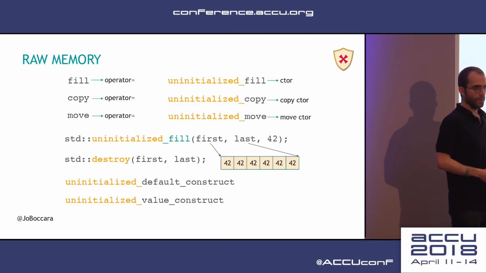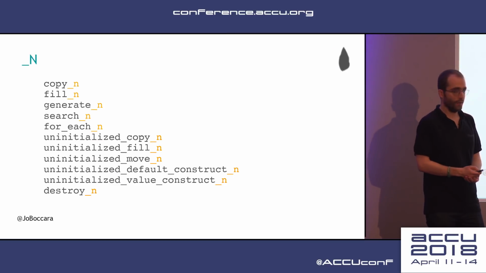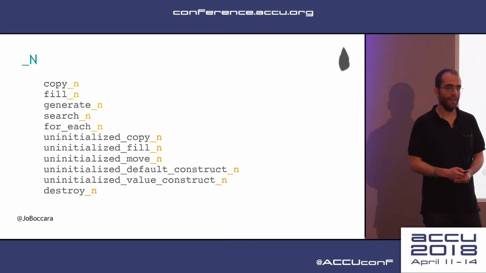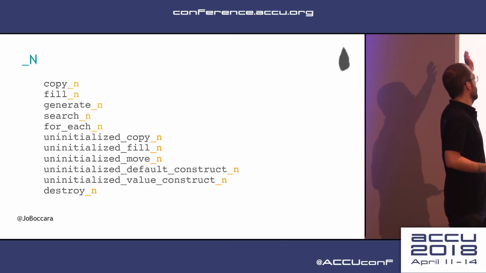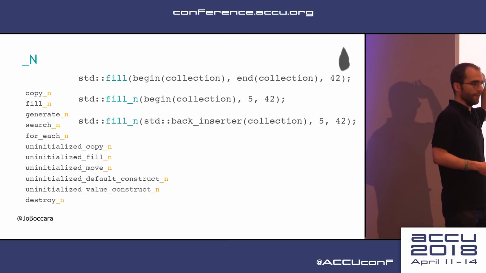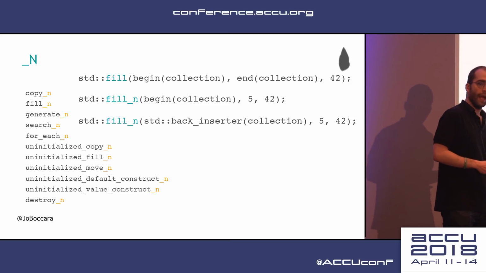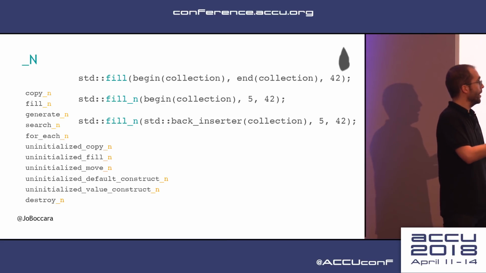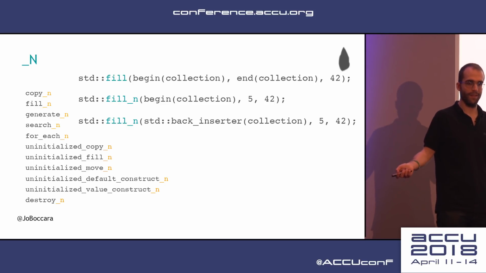There are other options, like to call the default construction or the value construction with uninitialized default construct and value construct. We've unlocked the final rune, underscore n. So underscore n is a slight variation of an interface. Take fill n, for example. If you remember the interface of fill, it was taking a beginning and an end, like pretty much everyone, and a value. Now, fill n takes a begin and a size, and will do the same thing as fill, except it will do it from begin to 5 steps further down. Does that make sense? Right.